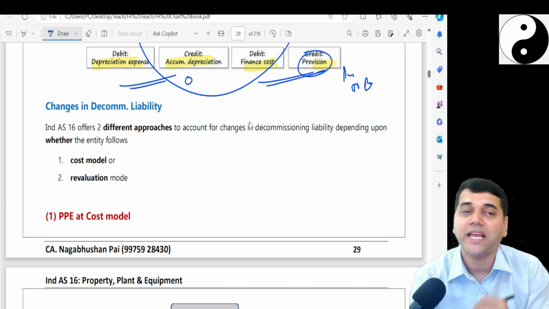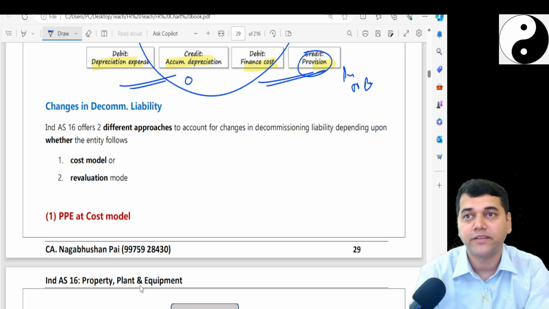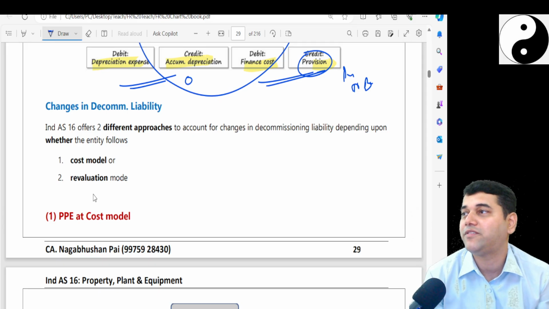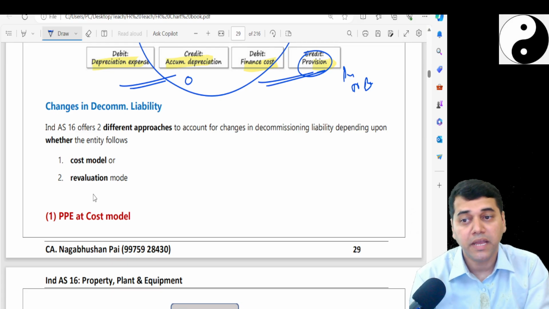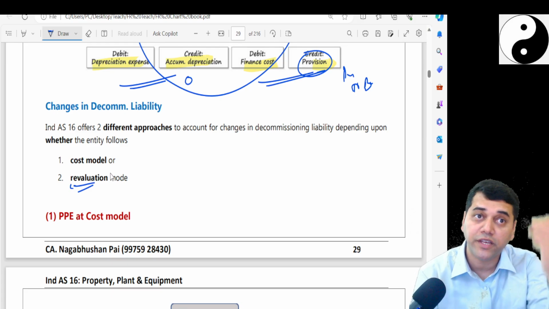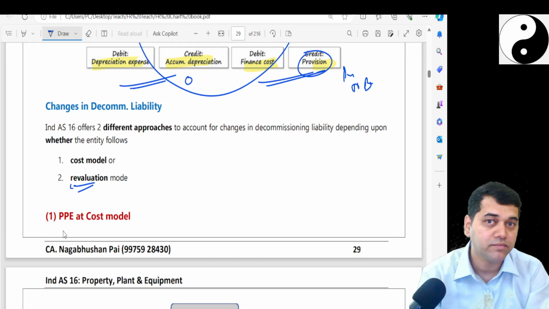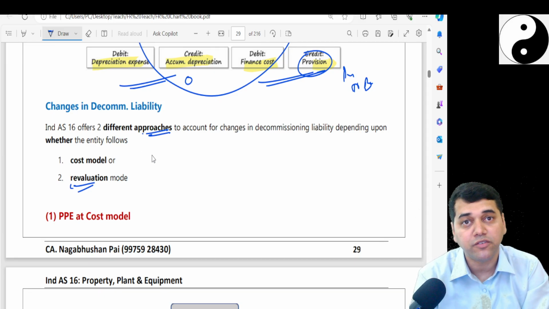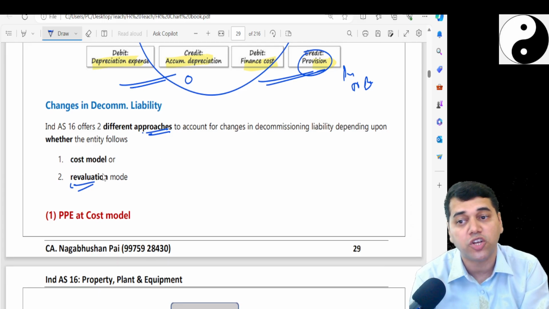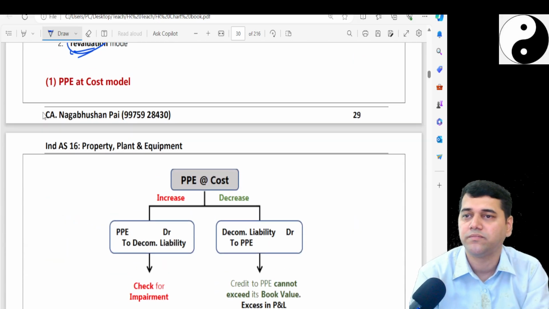Now comes the challenge. If Ind AS had given me only one model, say the cost model, I wouldn't have any problem. Life is very simple. Any changes you do prospectively. My problem comes if I would have followed a revaluation model, because PPE would have been revalued there. So Ind AS offers two different approaches, and the accounting depends upon whether you are following the cost model or a revaluation model.